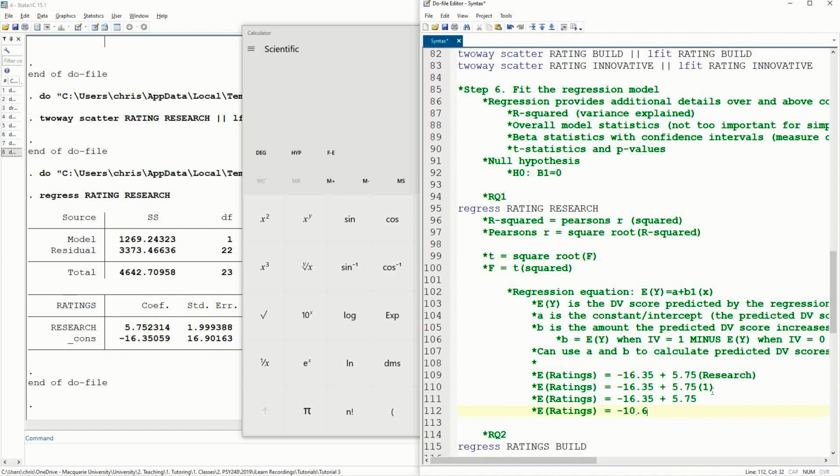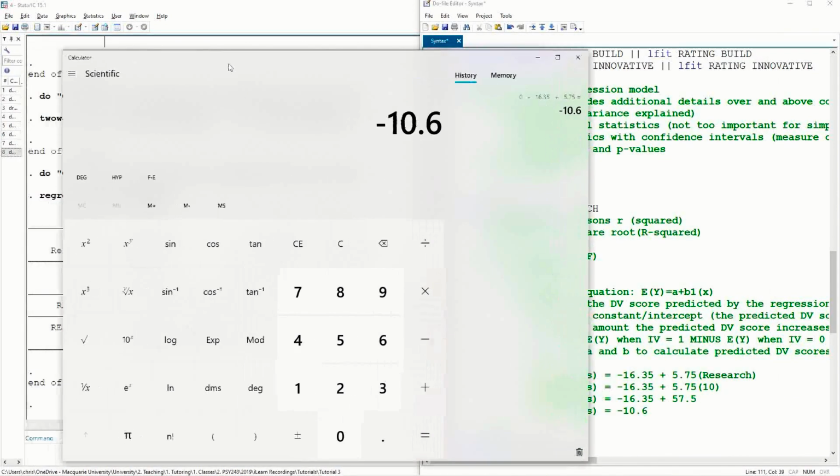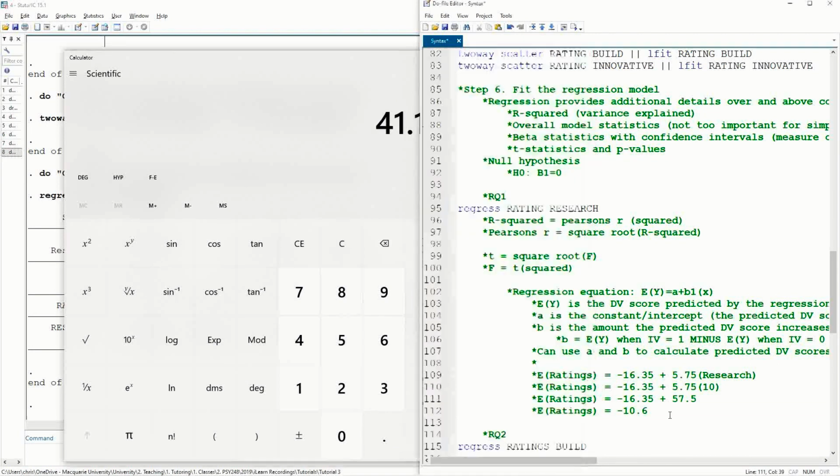Now if I wanted to predict the expected ratings of a science project that had 10 hours of research, I would simply change my 1 to 10. 5.75 becomes 57.5. And now I can put this into my calculator: negative 16.35 plus 57.5 gives me an expected rating of 41.15.